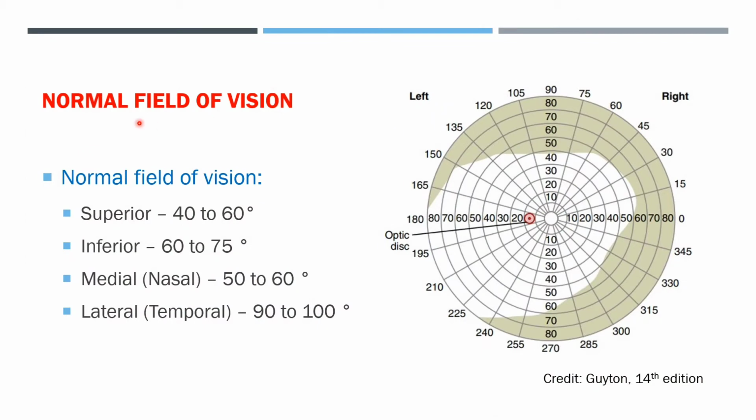So what is the normal range of field of vision of a person? You should know the normal value of the field of vision of any person. It is divided into four parts: the superior part, the inferior part, the temporal or lateral part, and the nasal or medial part. Superiorly, it ranges from 40 to 60 degrees. For inferior, it is 60 to 75 degrees. Medially, it is 50 to 60 degrees, and laterally, it is 90 to 100 degrees. So these are the ranges of field of vision for a normal person.